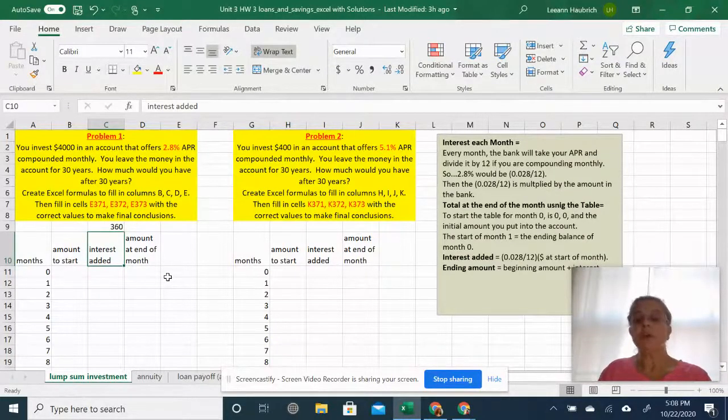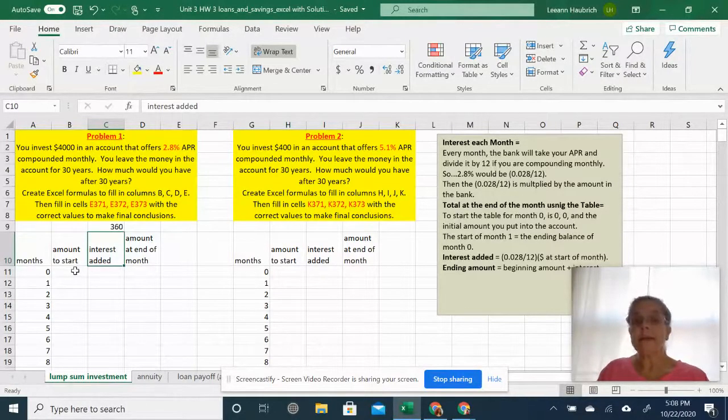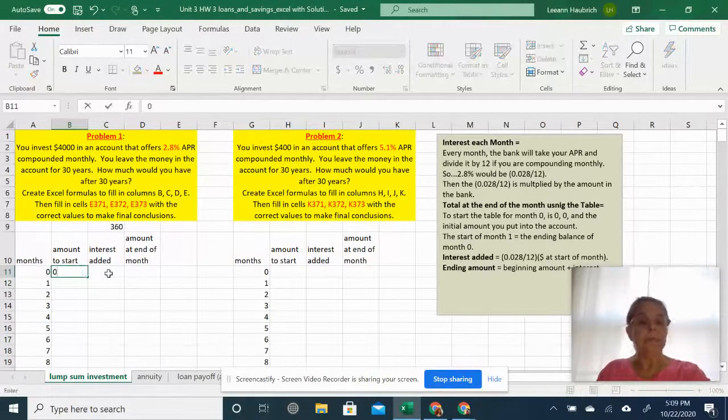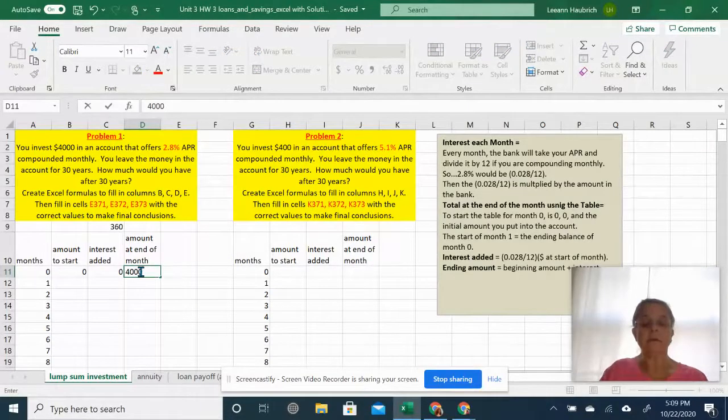And we have our chart already set up for us. So we're going to fill in the chart, and Excel is going to do all the work for us. At the beginning of the period of time that you invest your money, you don't have any money in there. So there's no interest. So this is month 0, when you're first going in. And the amount that you invest is the $4,000.